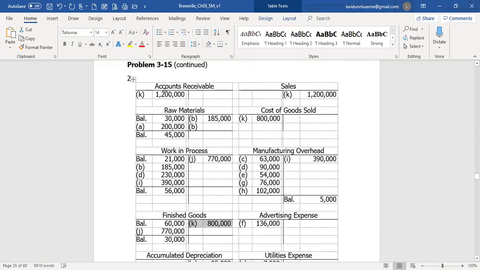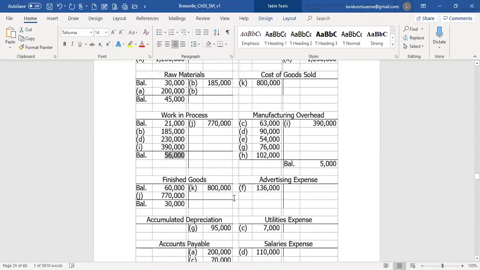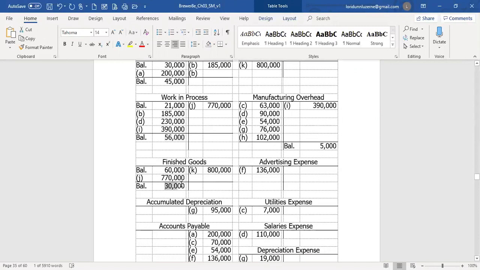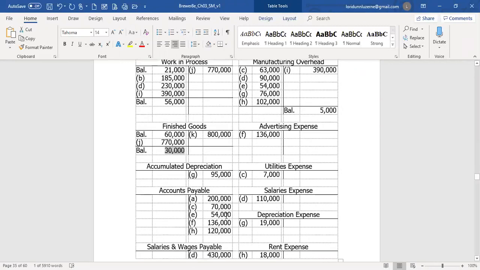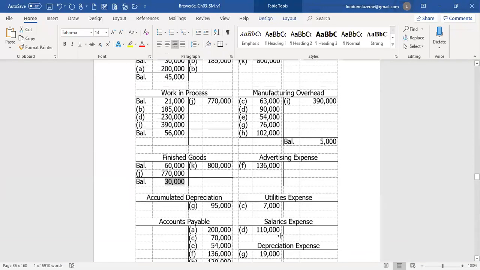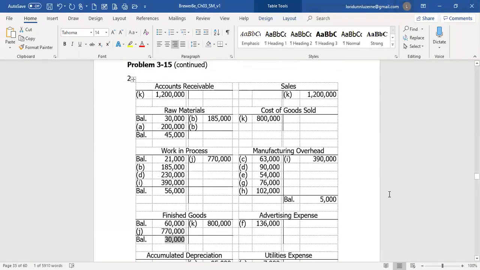Accounts receivable has a balance of $1.2 million. Raw materials, we still have $45,000 of materials that are waiting to be put into production. The work in process, I explained, that balance in that inventory account is saying there are goods here that are still being worked on. The cost associated with them right now is $56,000. How much did the heavy equipment that's still in inventory, done and waiting to be sold, cost? $30,000. Our accumulated depreciation and accounts payable will have balances and our salaries payable, but that's not our focus. It's really these inventory accounts.